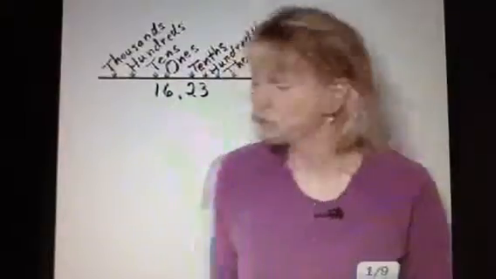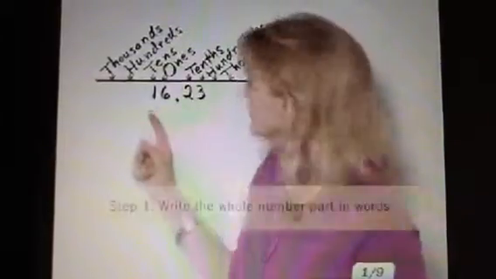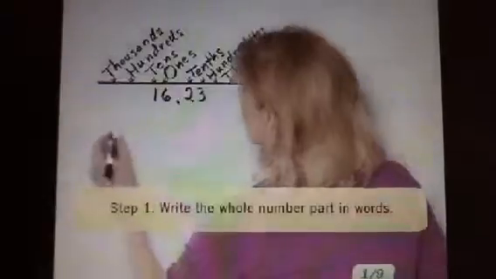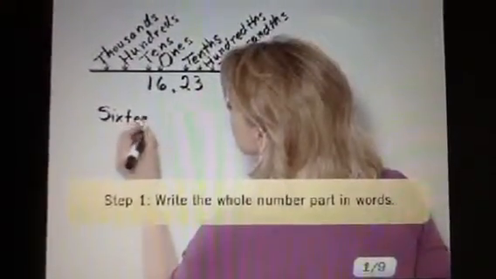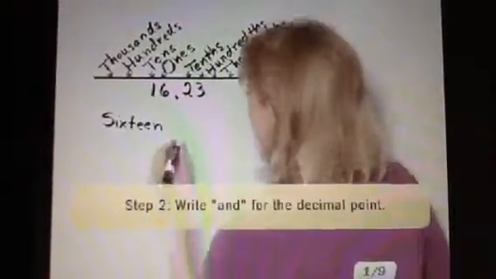So let's use that, and let's take this decimal number, let's write it in words. So we write the whole number part, that's 16. So I will write 16. How do I write the decimal point? I write "and".